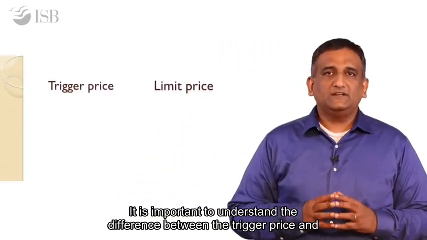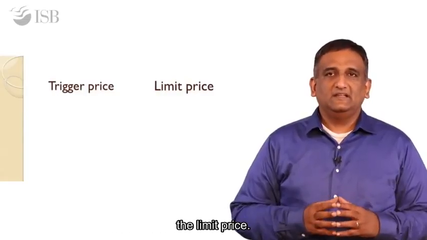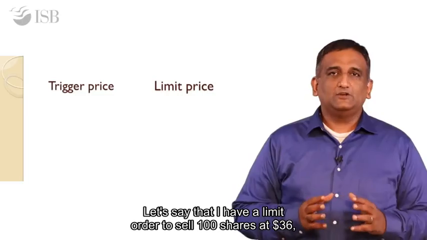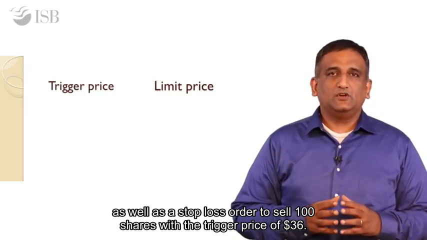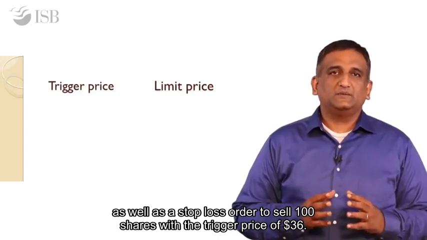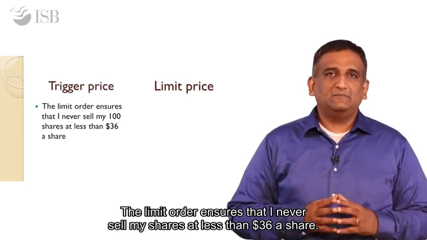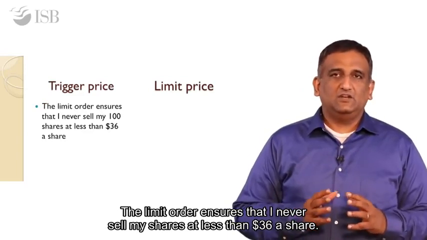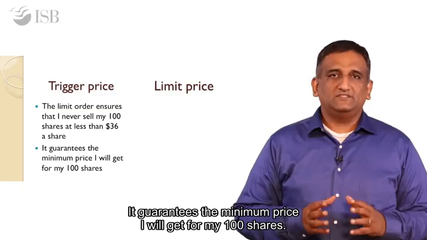It is important to understand the difference between the trigger price and the limit price. Let's say that I have a limit order to sell 100 shares at $36 as well as a stop loss order to sell 100 shares with a trigger price of $36. The limit order ensures that I never sell my shares at less than $36 a share. It guarantees the minimum price I will get for my 100 shares.